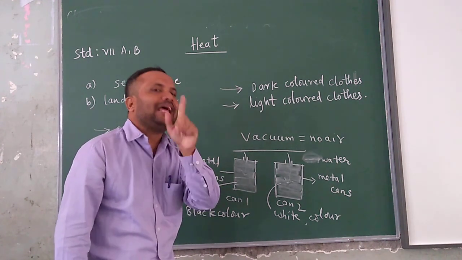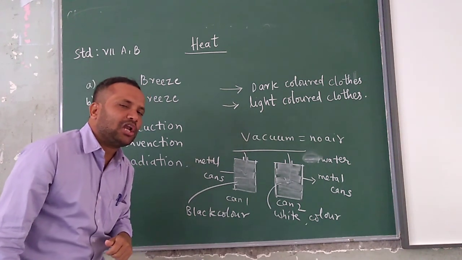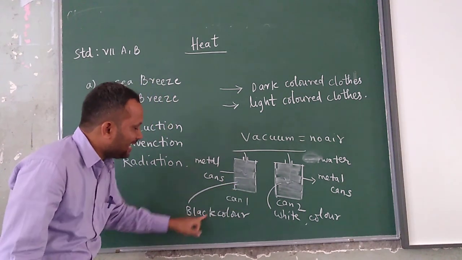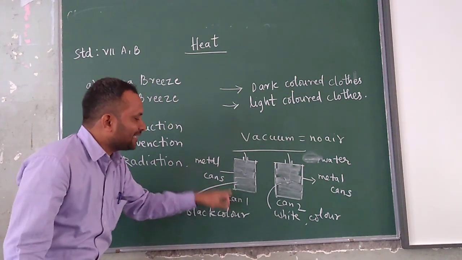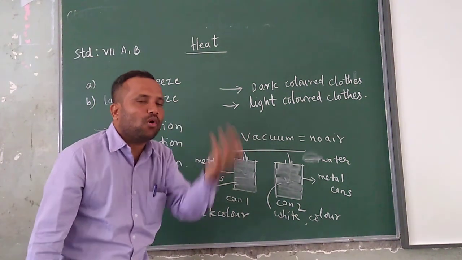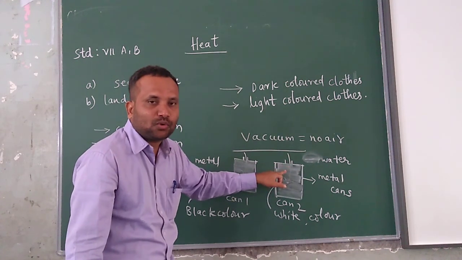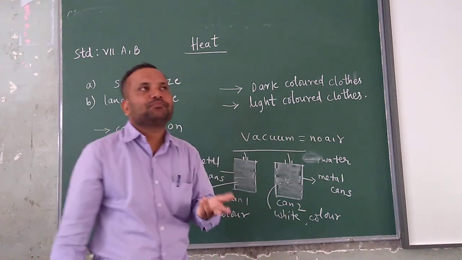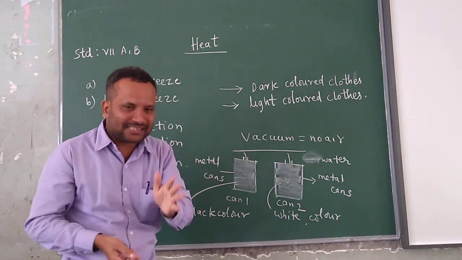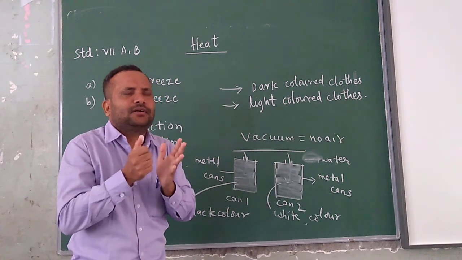Dark color will absorb a lot of heat. So only the water in the black colored painted can had a higher temperature compared to the water temperature in the can painted with white color paint. What I mean to tell here is, dark color objects, dark color anything, they will absorb a lot of heat.